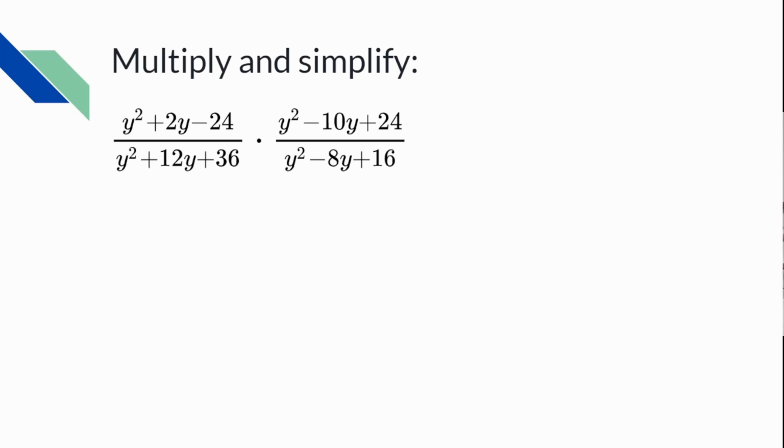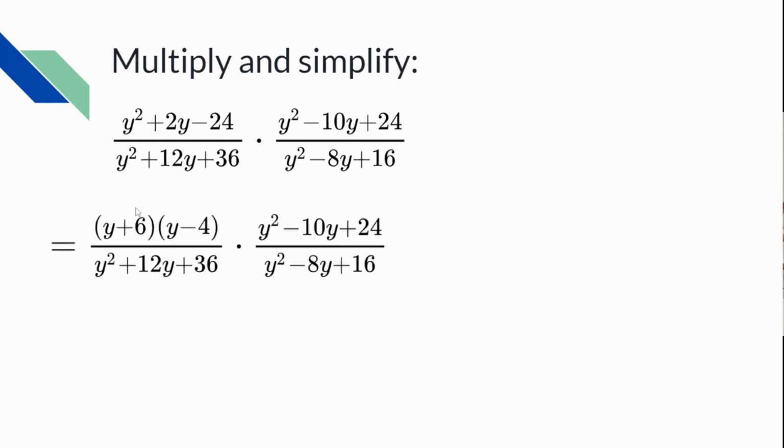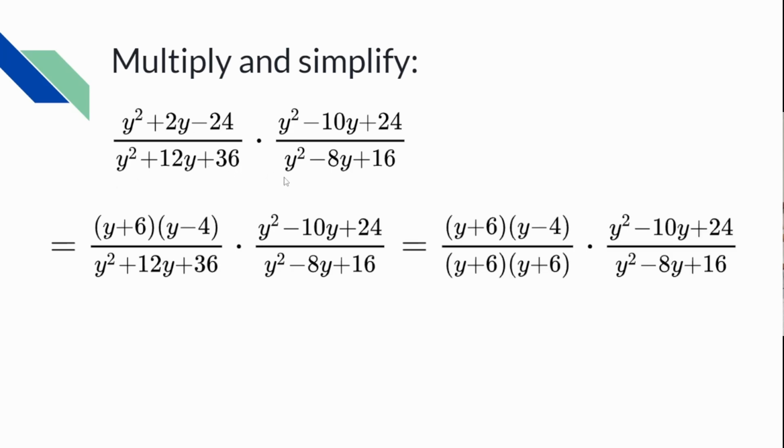Okay, so let's start with the top left piece, y squared plus 2y minus 24. All right, that can be factored as y plus 6 times y minus 4. All right, then let's move to the bottom left trinomial. That can be factored as y plus 6 times y plus 6. So that's actually a perfect square trinomial.